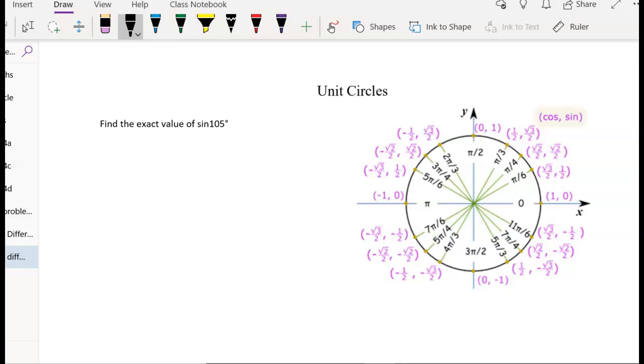So in this first example, we're looking for the exact value of the sine of 105. The first thing to do is look at the unit circle and notice that 105 is not on the unit circle. 105 would be a little bit more than 90. It would be right around there somewhere, right? It's 15 degrees more than 90. In fact, it would be exactly between the 90 and the 120 right here. So it'd really be nice to fill in those gaps.